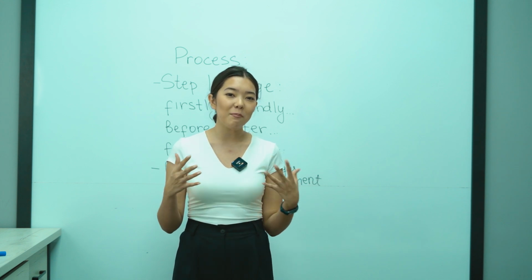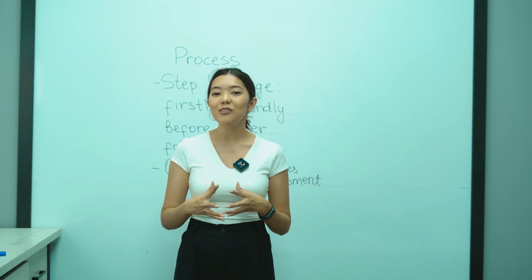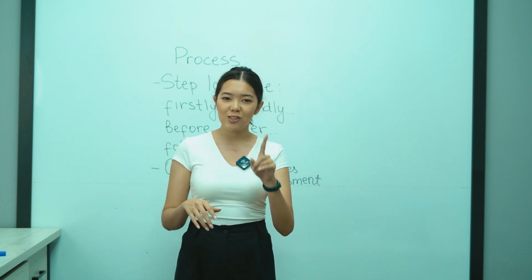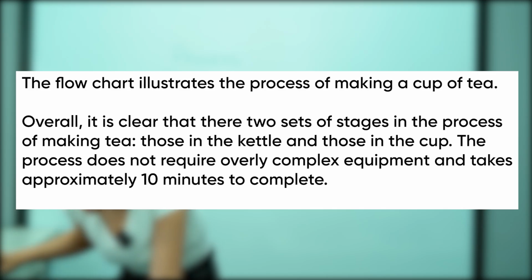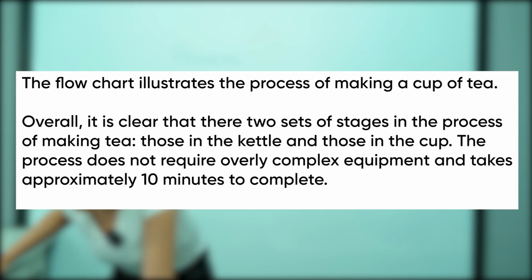So today we will talk about how to make a tea. As you understood, I really like this topic, but actually I like coffee. But now as you can see, we have a picture. The flow chart illustrates the process of making a cup of tea. Overall, it is clear that there are two sets of stages in the process of making tea. Those in the kettle and those in the cup. The process doesn't require overly complex equipment and takes approximately 10 minutes to complete.